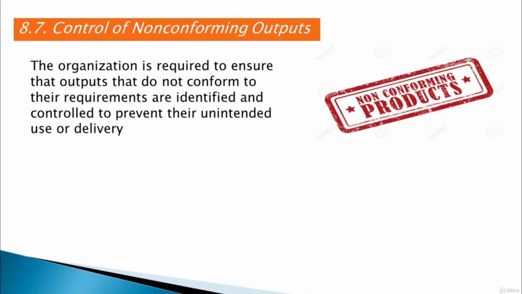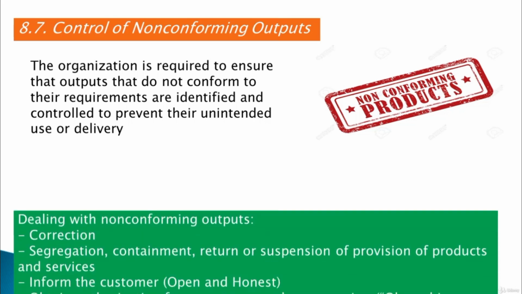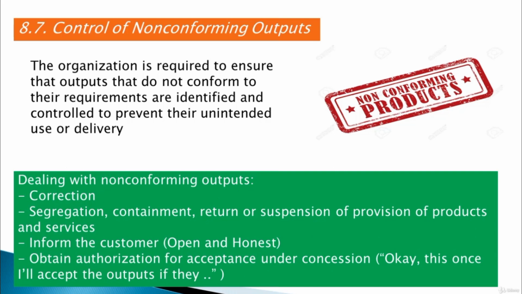Control of non-conforming outputs basically requires the organization to ensure that outputs that do not conform to their requirements are identified and controlled to prevent their unintended use or delivery. Basically, the quality management system should have clear control mechanisms and processes in place to implement corrective actions and deal with non-conforming outputs. When we say deal with non-conforming outputs, we're talking correction. Correction means identifying what's wrong and fixing it.